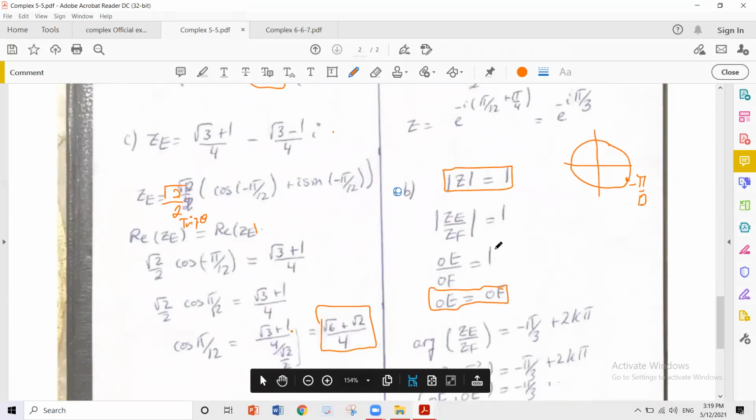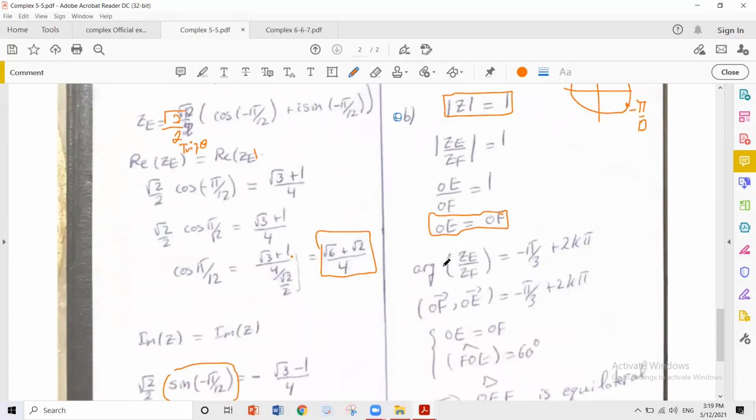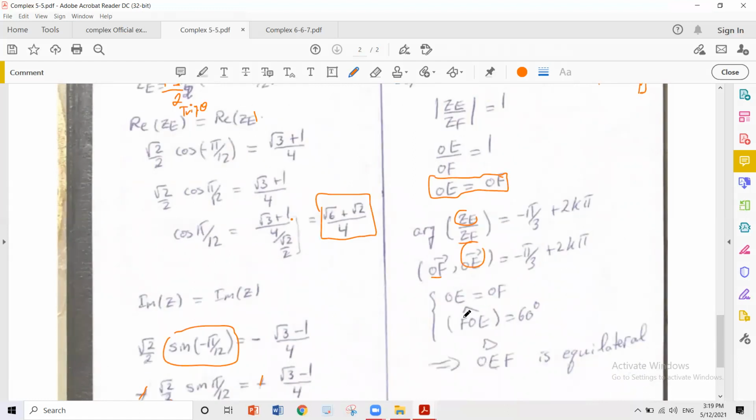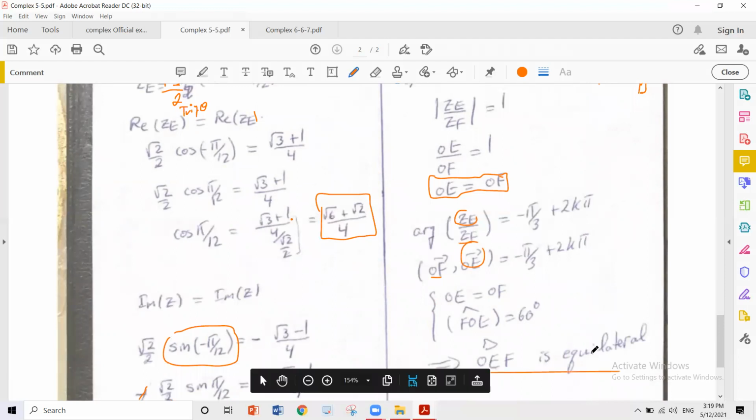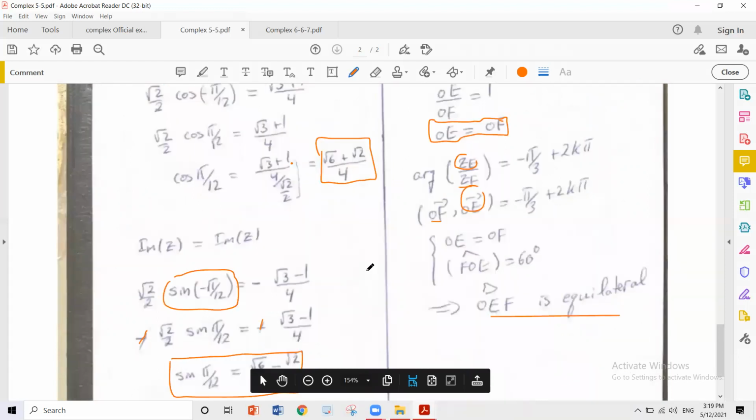Now we use the argument. Argument of ZE على ZF equal minus pi over 3. It means the angle OF OE equal minus pi over 3 plus 2k pi. So we have OE equal OF, and angle FOE equal 60 degrees. Then triangle OEF is equilateral. Triangle OEF is equilateral triangle.